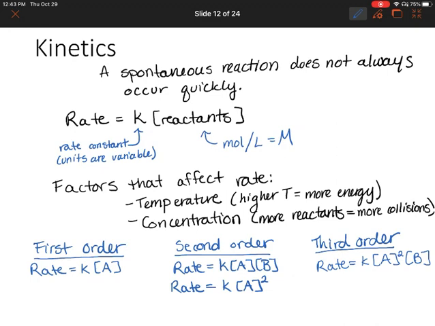Now remember that the reaction order is equal to the sum of the exponents in the rate law expression. So let's go over an example of a reaction, and we'll try to figure out if it's a first order reaction, a second order reaction, or a third order reaction.